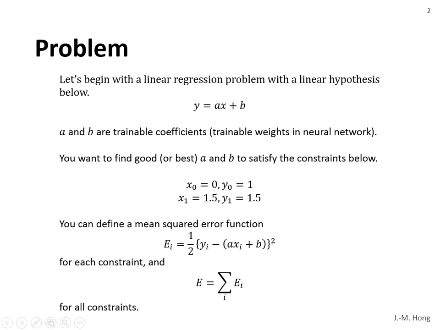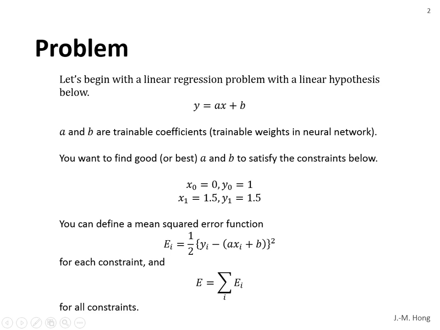So we have a linear hypothesis here for the linear regression problem. So y is ax plus b. In this case, the input is x and the output is y, and we want to find a and b. They are trainable coefficients. You may consider them the trainable weights in a neural network. If this is a neural network, this is a very simple one, actually just one neuron, but you can apply the same higher-order method to deep neural networks.